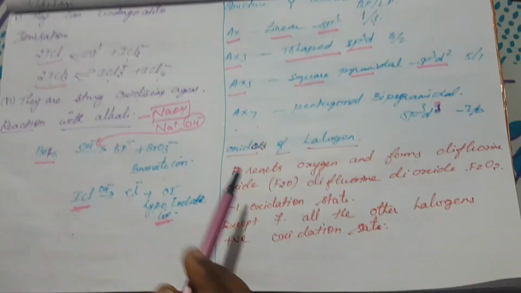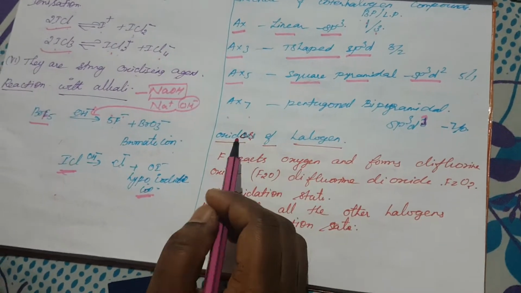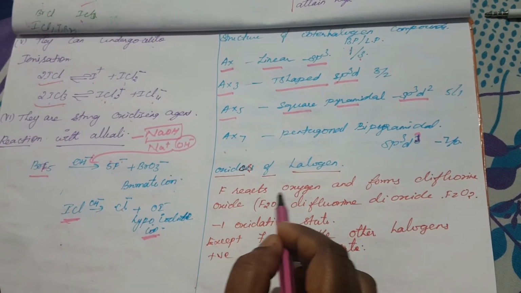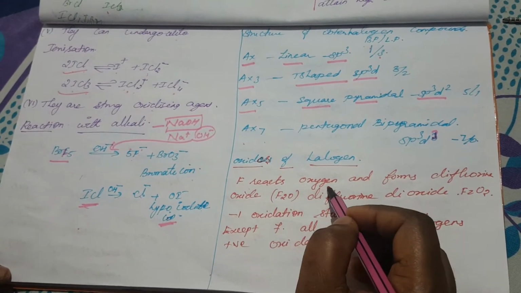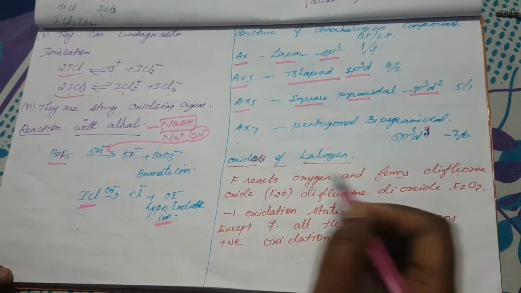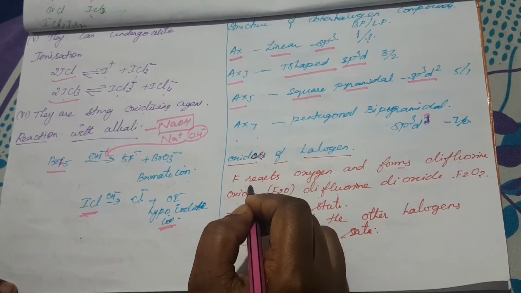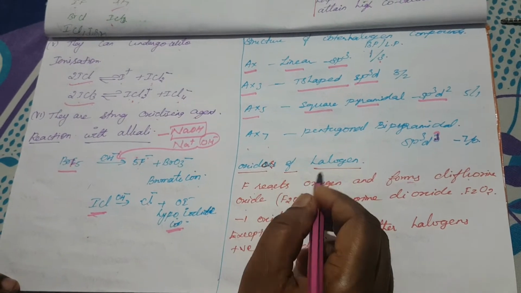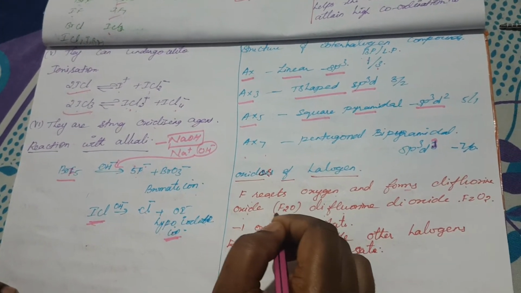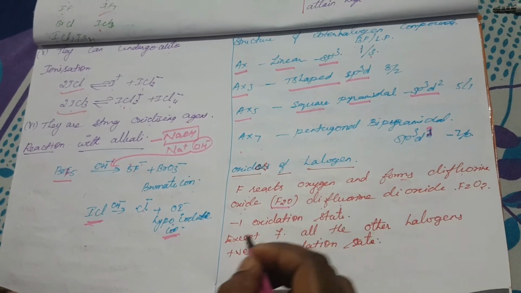So next one is oxides of halogen. What are the oxides of halogen? Fluorine reacts with oxygen and forms difluorine oxide, F2O, or difluorine dioxide.